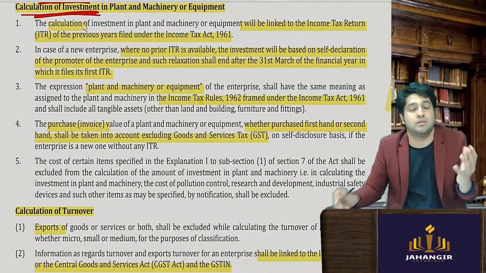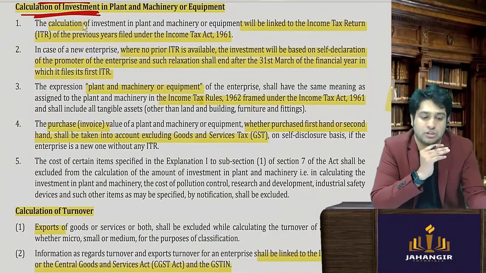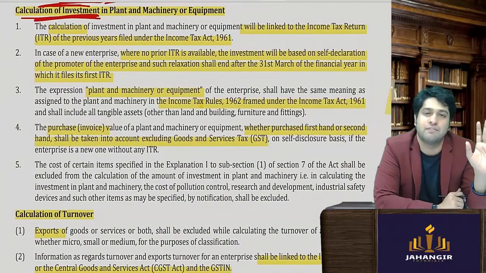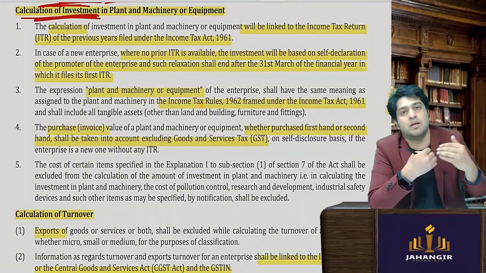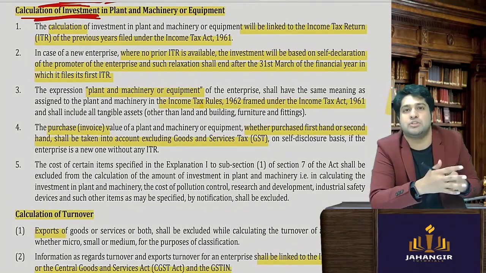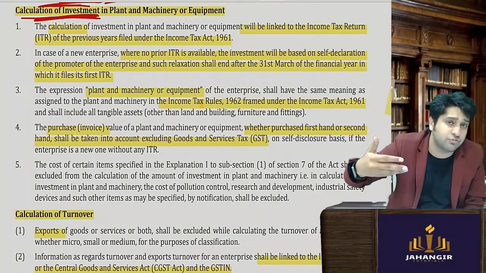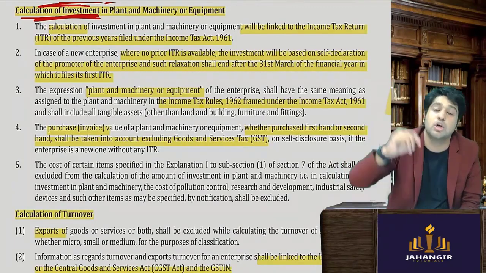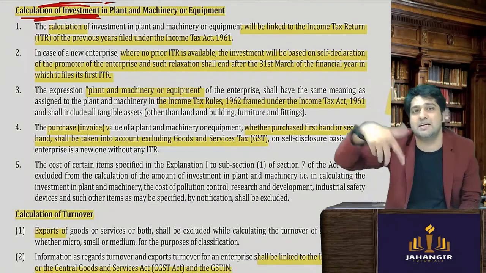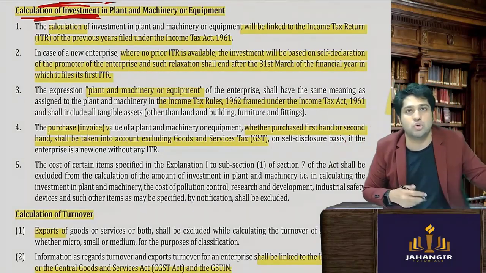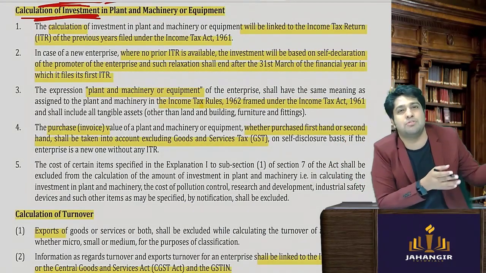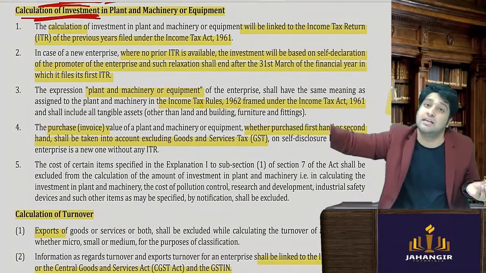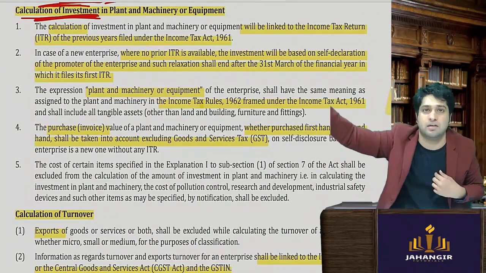Now calculation for investment in plant and machinery. This looks so difficult, but it's very simple. It's a self-declaration form. I will only tell how much investment I have done in plant and machinery and turnover. So this will be reflected in my income tax return also. Should it happen that I am saying here I am a micro, small enterprise, and in the income tax return it is very high income.